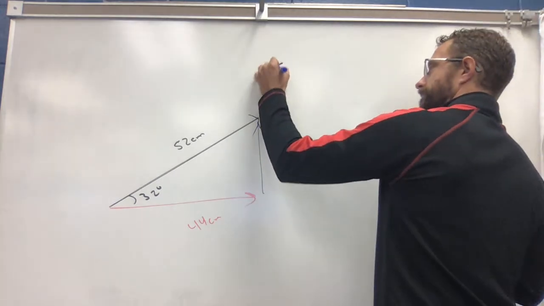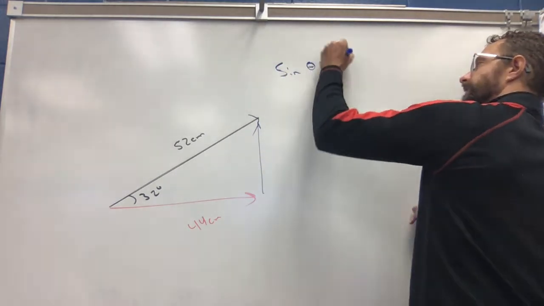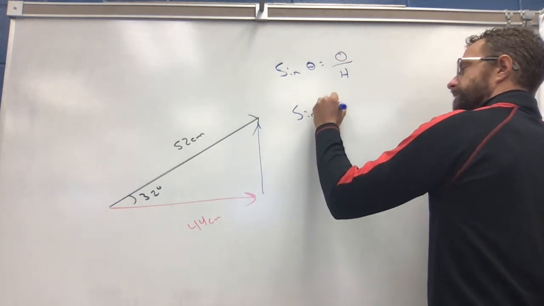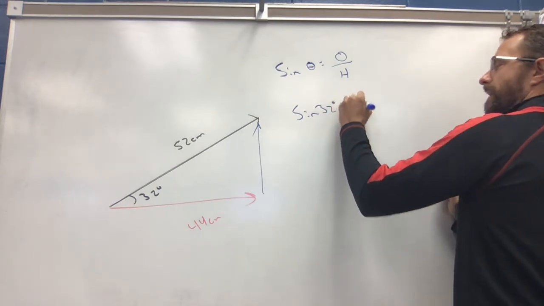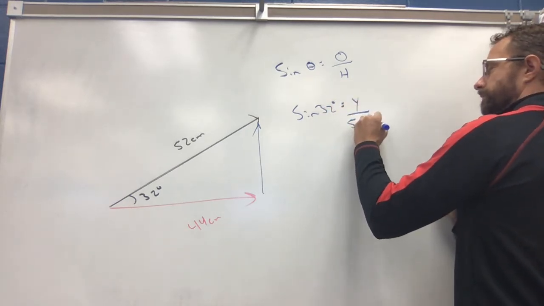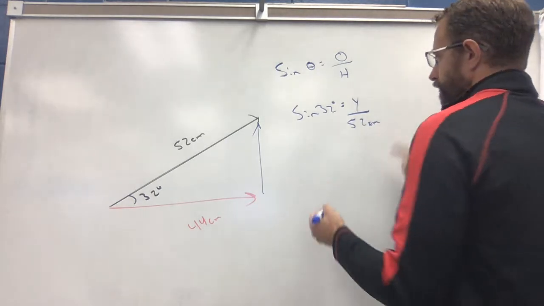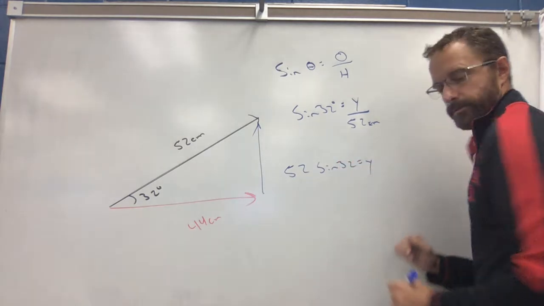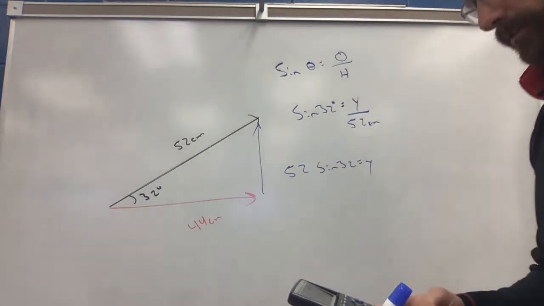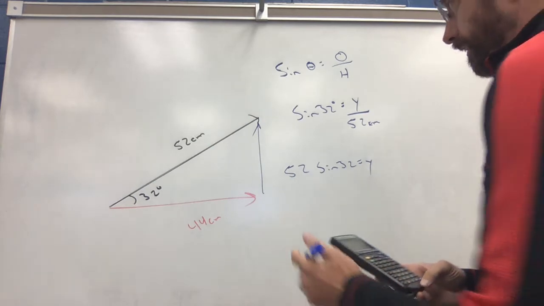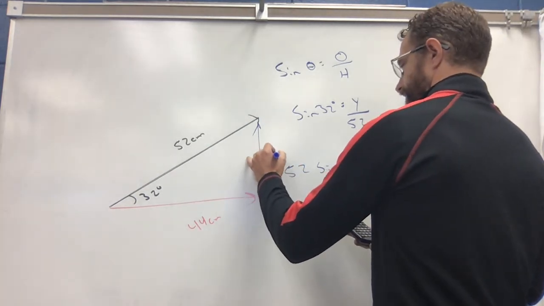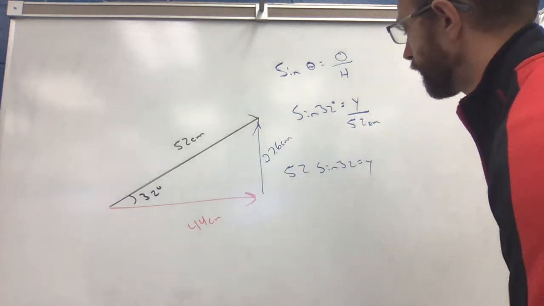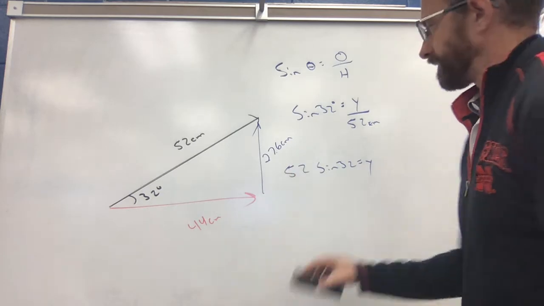So sine of theta equals opposite over hypotenuse. So sine of 32 degrees equals my y value over 52 centimeters. Kind of start to see some pattern here, right? So we multiply both sides by 52. 52 sine of 32 gives me my y. So 52 sine of 32, and my y value is 27.6 centimeters. Really 28 centimeters because we've only got two sig figs there, right? So really that we just resolved a vector there, right?